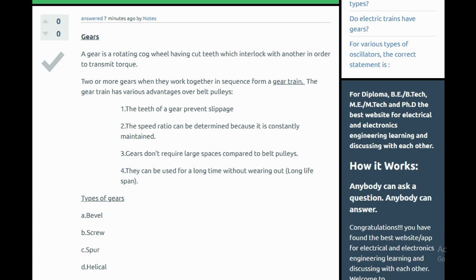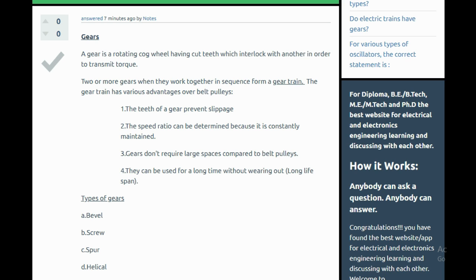1. The teeth of a gear prevent slippage. 2. The speed ratio can be determined because it is constantly maintained. 3. Gears don't require large spaces compared to belt pulleys. 4. They can be used for a long time without wearing out; they have a long lifespan.